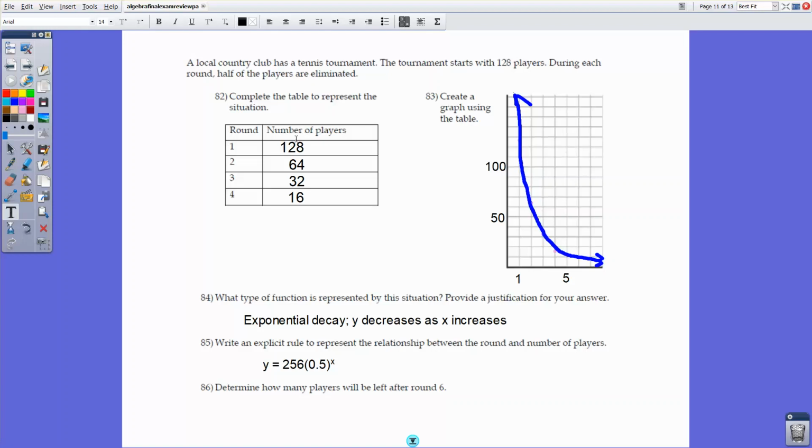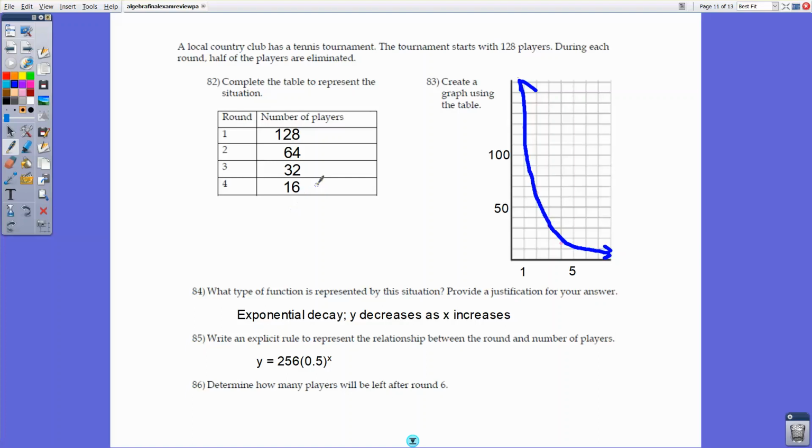The other interpretation would be that if it's after the first round of the tournament, how many are left, then technically this should be 64, 32, 16, and 8. But again, they're not clear about which of these two you would say. So I'm going to say that that's the value that you want to use. And note, if I plug in the round number, 0.5 to the first is 0.5, then times 256 is 128.